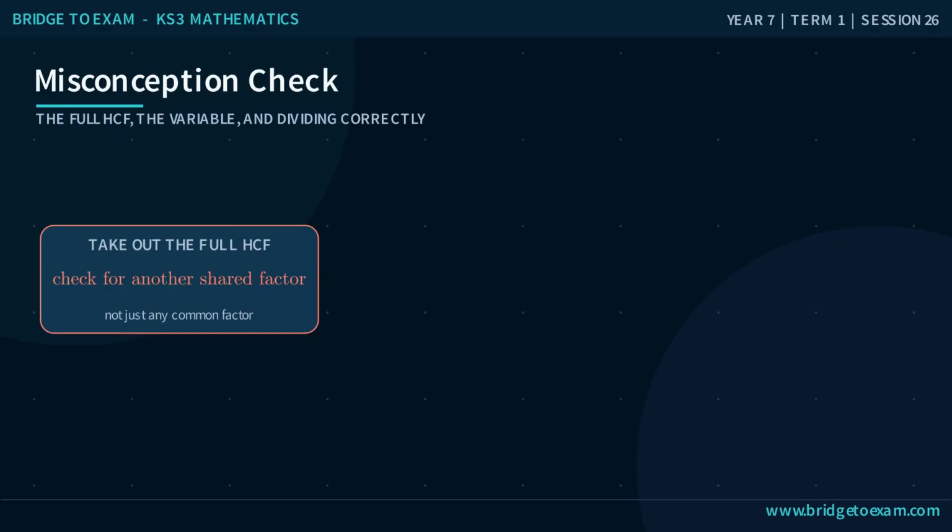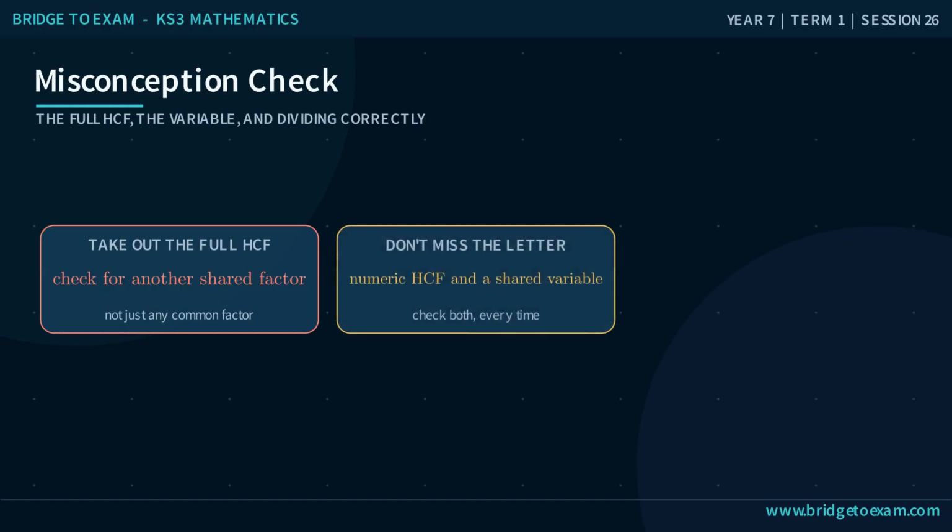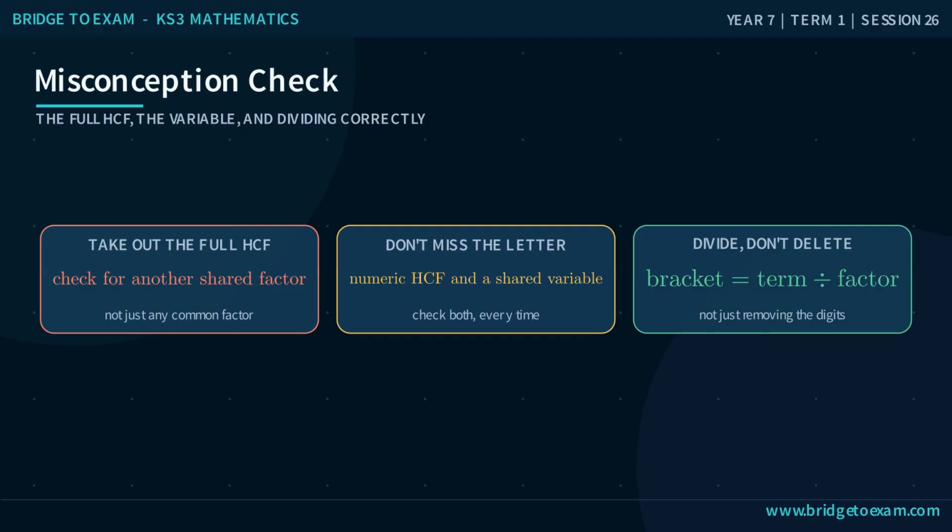Always check for another shared factor inside. A common variable factor is easy to overlook when focusing only on the numeric HCF. Check every term for a shared letter as well as a shared number. The bracket's contents come from dividing each term by the common factor, not from simply deleting the common factor's digits.